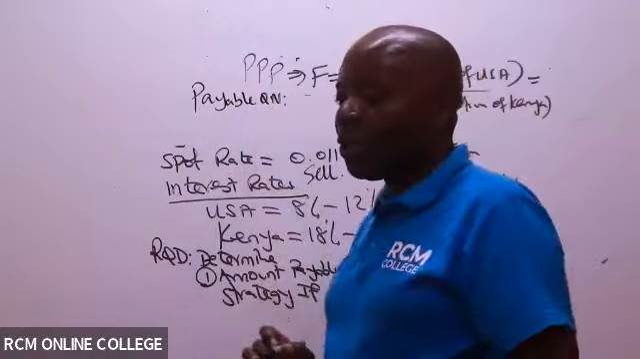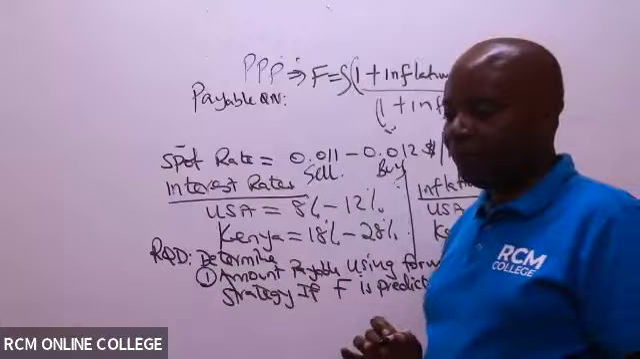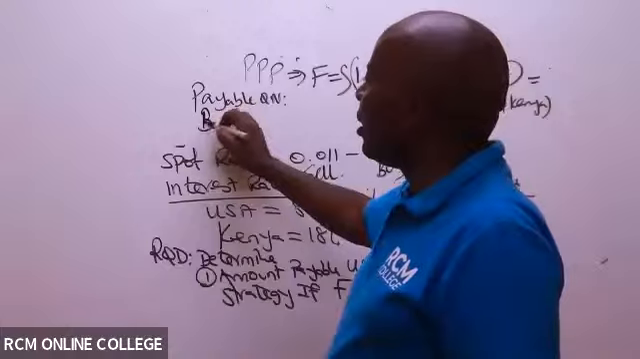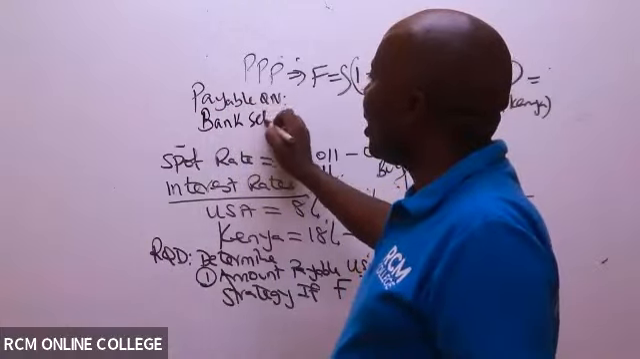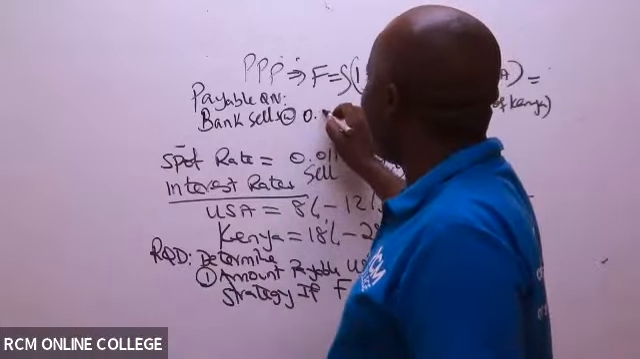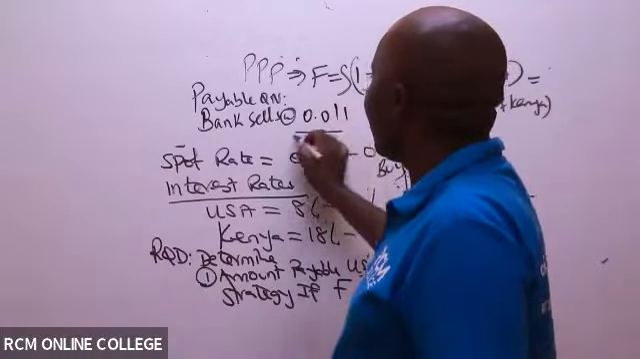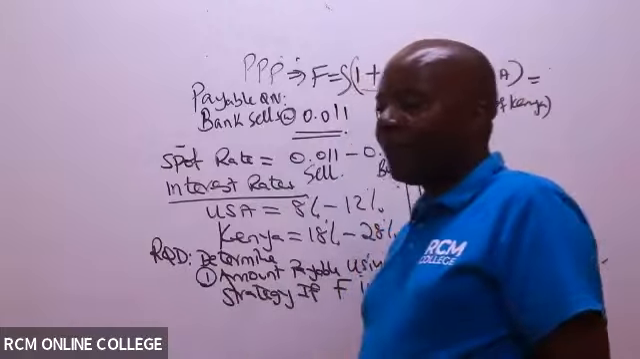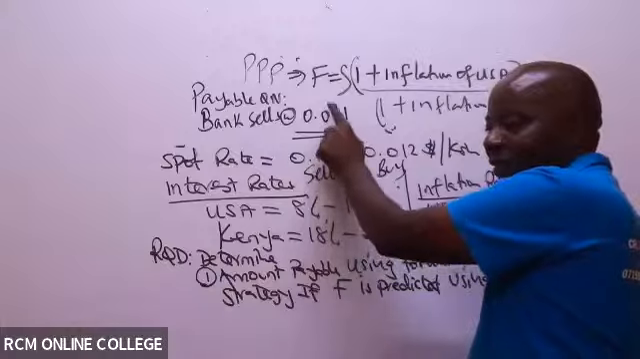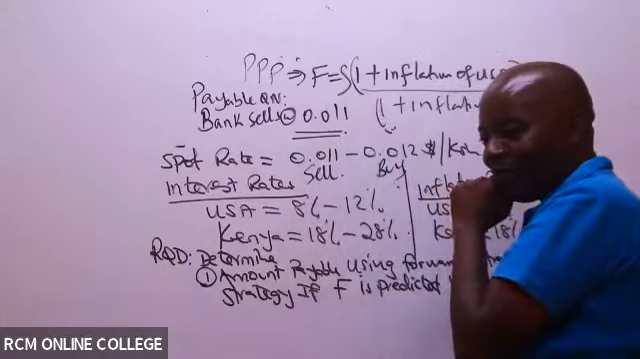So if it's a payable question, what will be the role of the bank? Bank sells. So the bank sells at 0.011, like that. So now this is what we shall use as our spot rate.